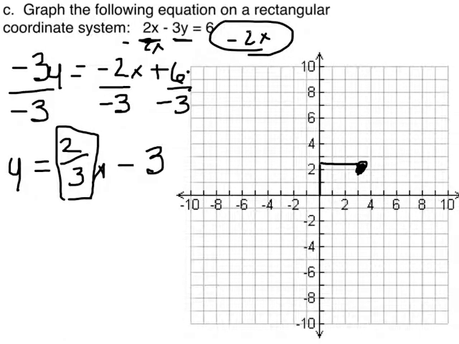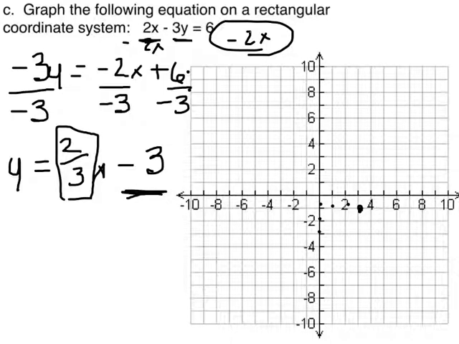Oh wait, I'm sorry, forgot one thing. We do that, but we don't start from 0, from the origin. How do we know where to start? That's what this number tells us. It's called the y-intercept. So it's where this line is going to touch y. So we start at negative 3. From there we're going to go up 2 over 3. And there's our dot right there.